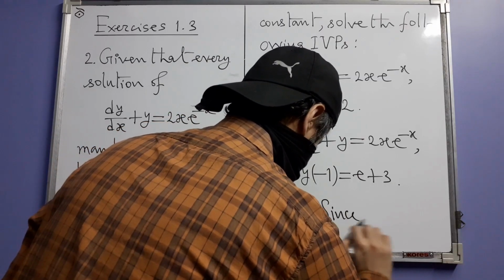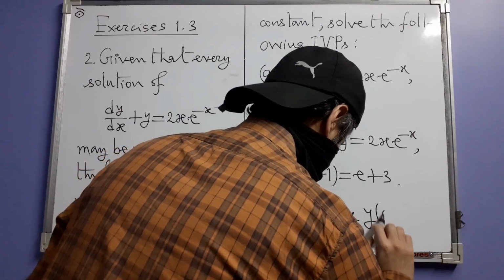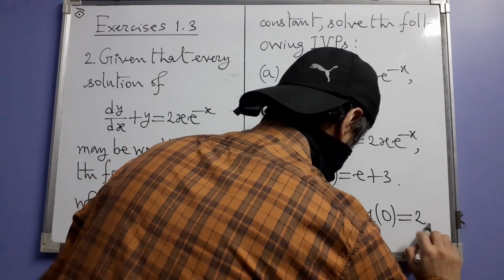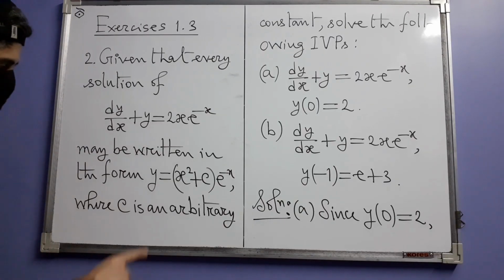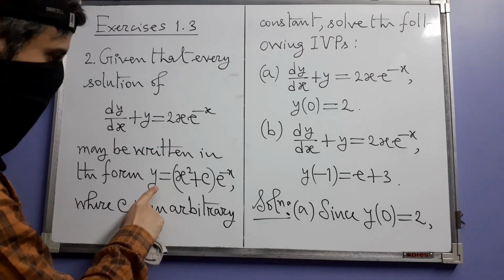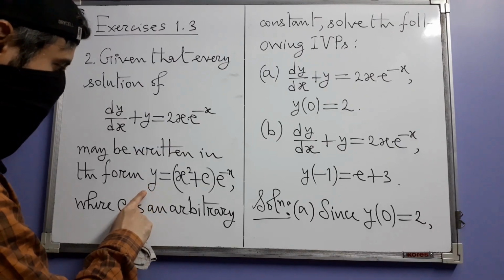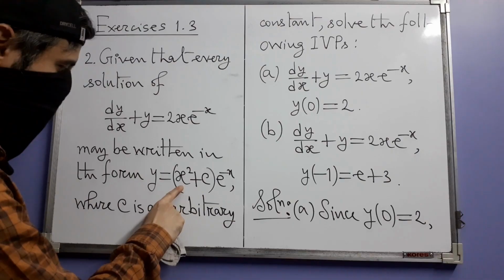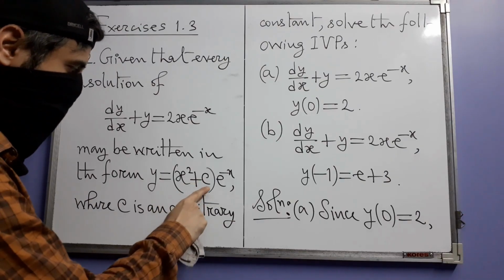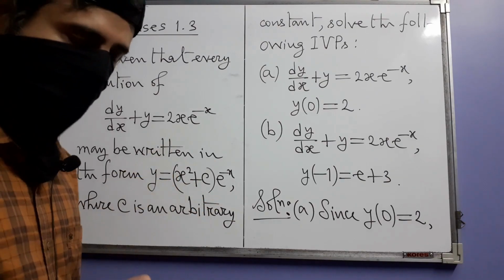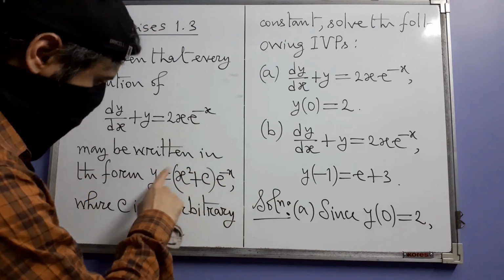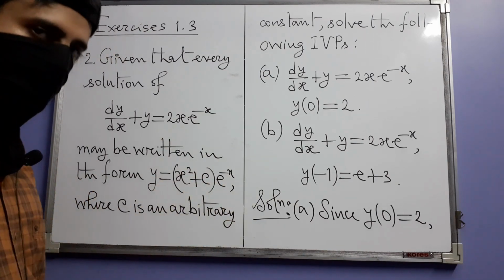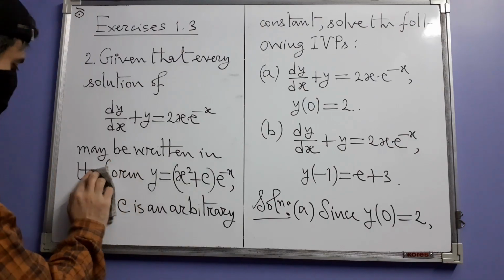Since y of 0 equals 2, so what shall we get from the one parameter family? On this side you will have 2, and on this side if you substitute x equal to 0, x square plus c will become c and e to the power minus 0 will become 1. So the right hand side becomes c. So c is equal to 2, just that.